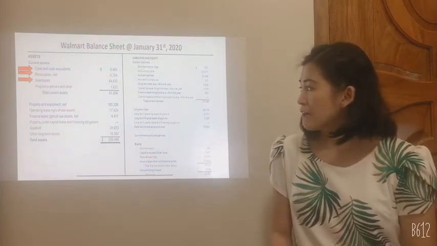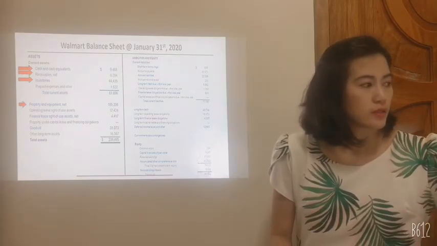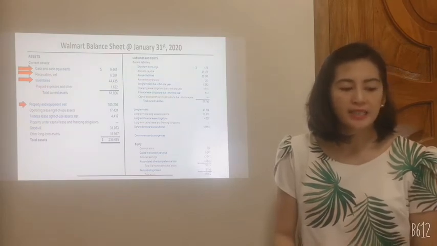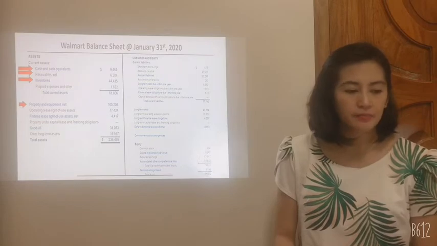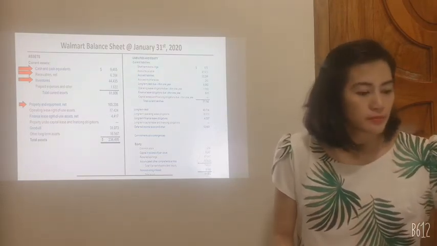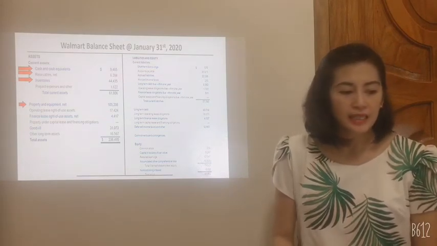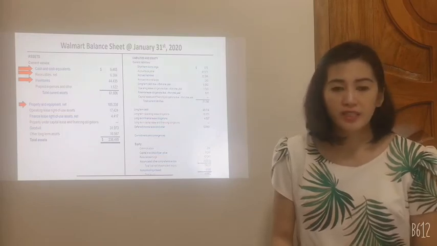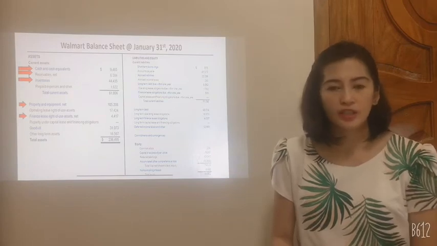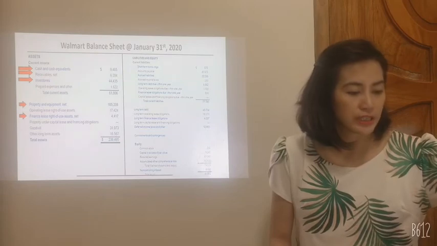Inventories are a huge number, 44.4. Property and equipment in non-current assets is the single largest line item among assets on Walmart. Property and equipment is a non-current asset and it is a long-term investment. Operating lease and financial lease are new to the balance sheet.